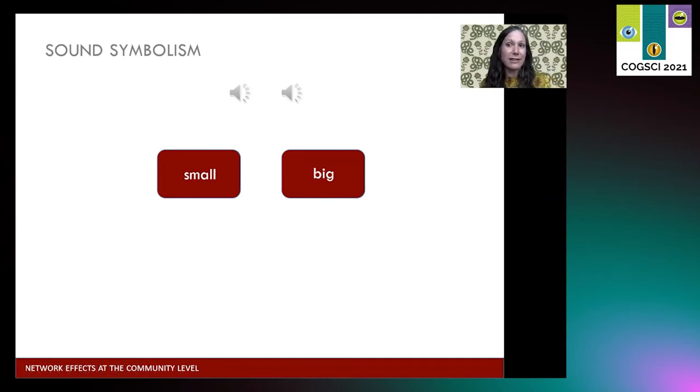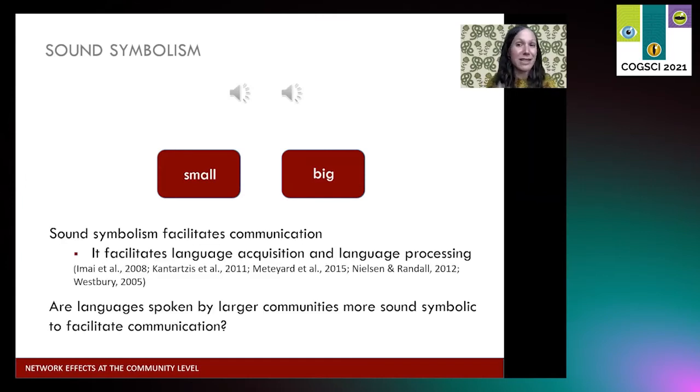The majority of participants agreed that badak means big and ndu means small, and the idea is that this is because there's something about the word that sounds like one of these meanings. And this idea that words sound like what they mean is sound symbolism. And it's been shown that sound symbolism really facilitates communication. So it facilitates language acquisition and it facilitates processing.